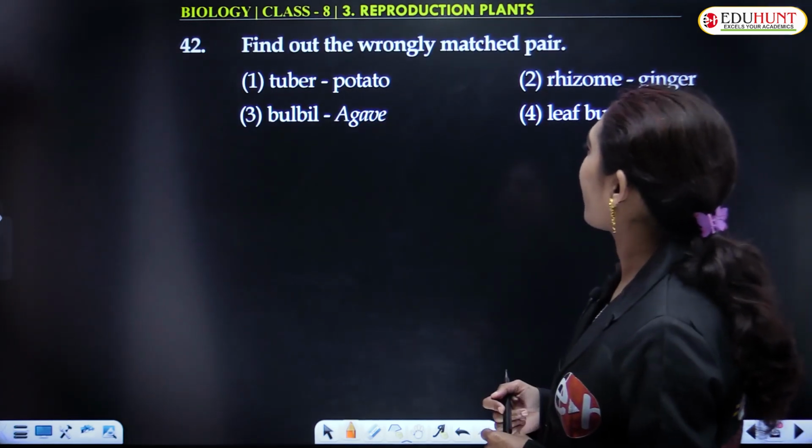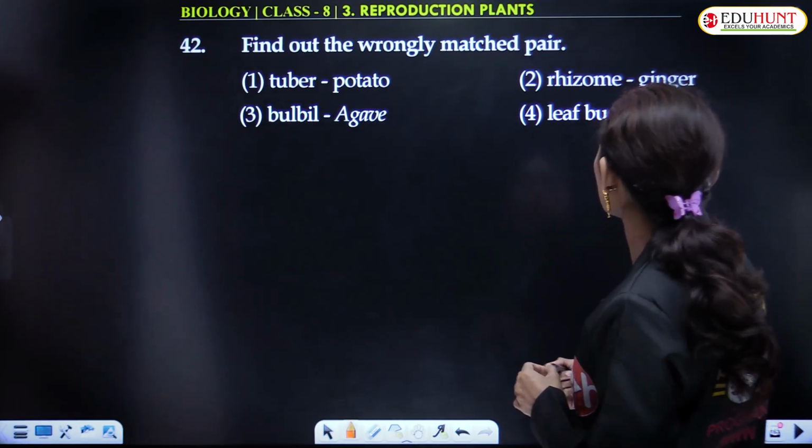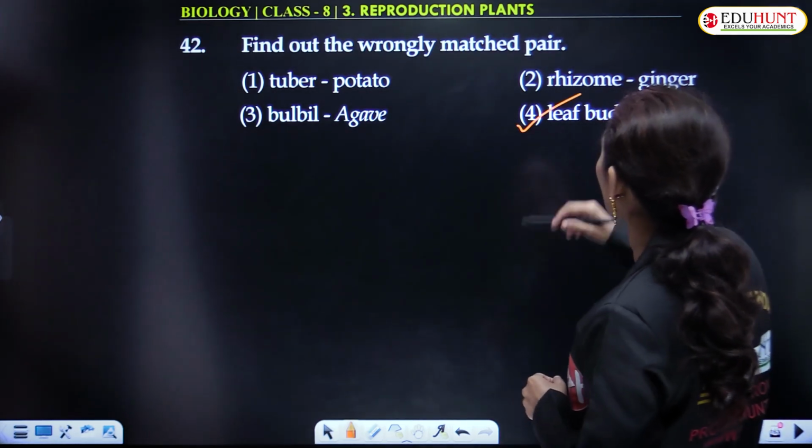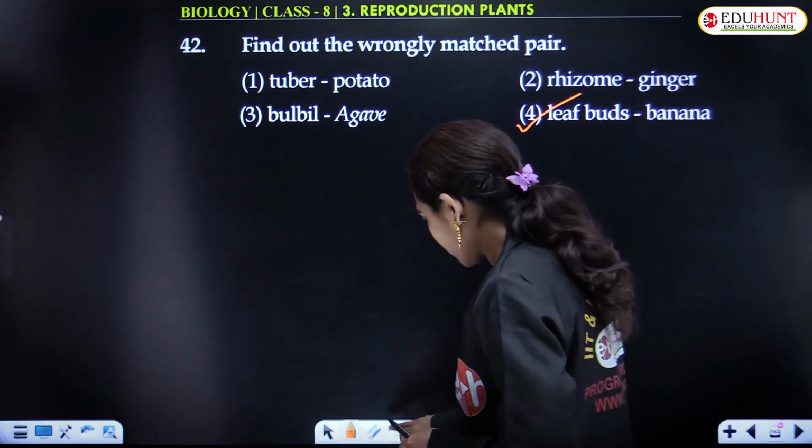Find out the wrongly matched pair. Tuber, potato; bulbil, agave; rhizome, ginger; leaf buds, tomato. Tomato, leaf buds.